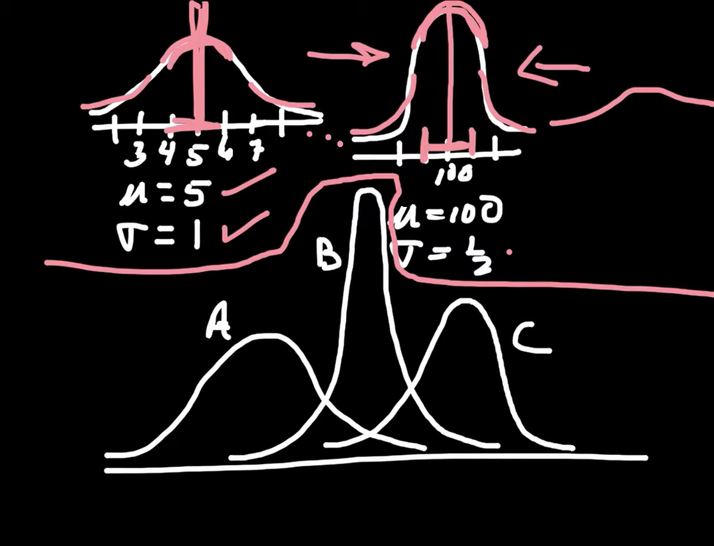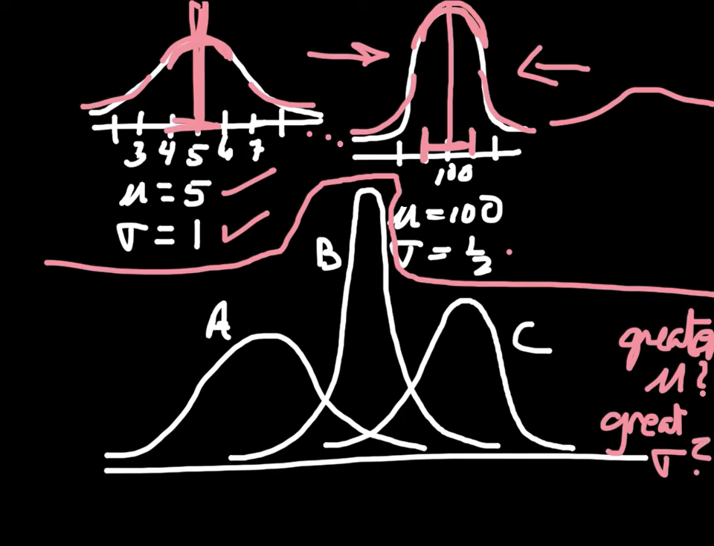So your book on page 241 has an interesting example. They just want you to look at these three normal curves, A, B, and C, and they ask which one has the greater mean, and which one has the greater standard deviation. So once you answer that question, let me know.